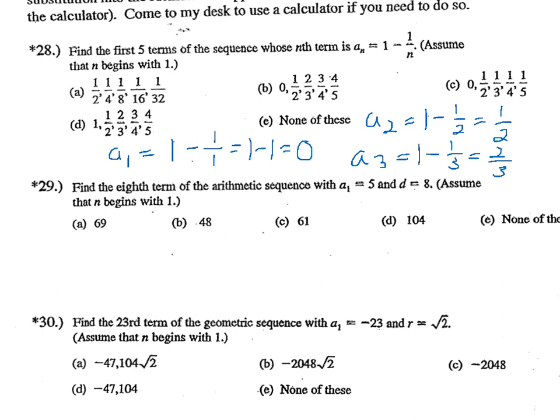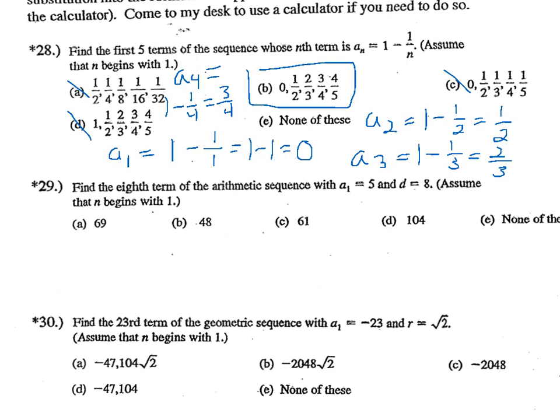So we can eliminate A and we can eliminate C. So it's either B or D, and we can find the fourth term. Oh, it eliminates D because 0 is our first term, so it would have to be B. And we could check a sub 4 would be 1 minus 1 over 4, which would be 3/4. So it looks like we got it, B.